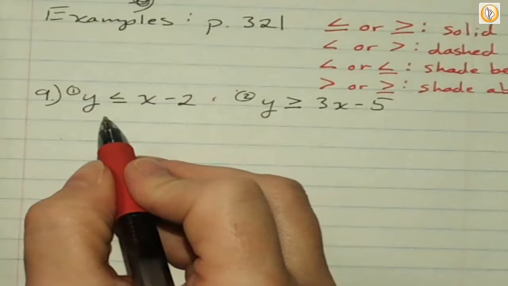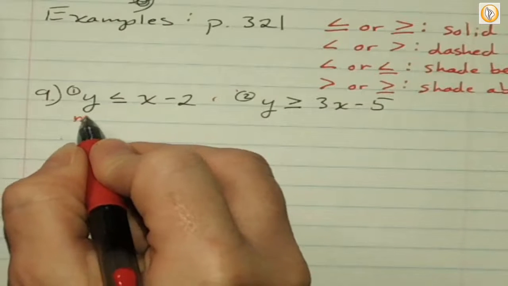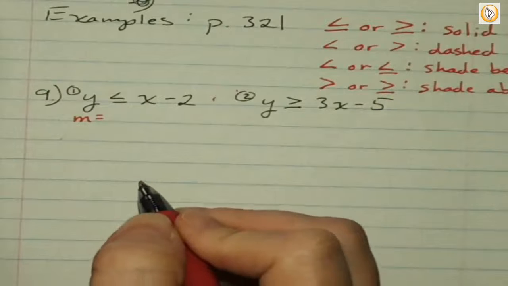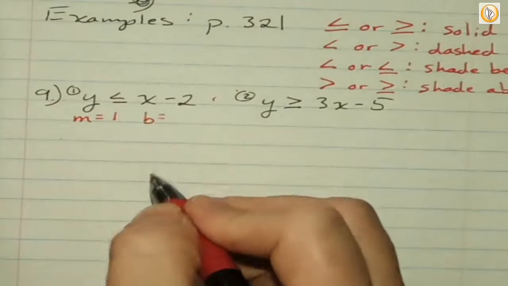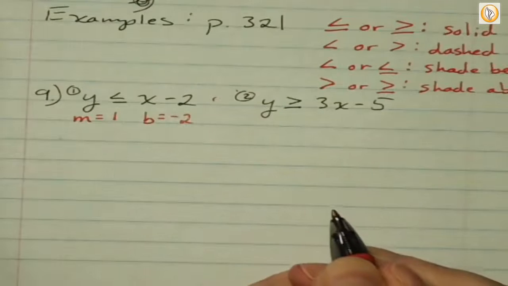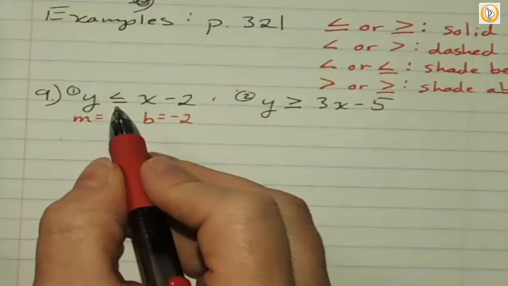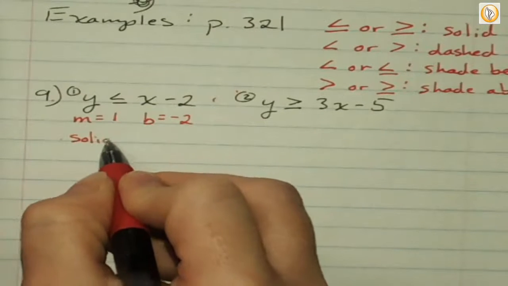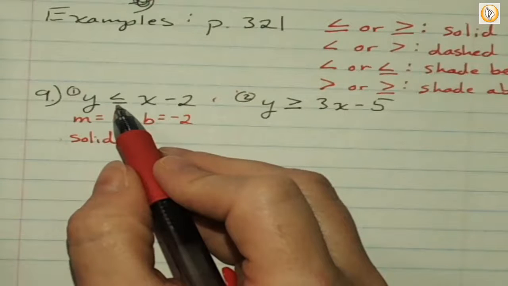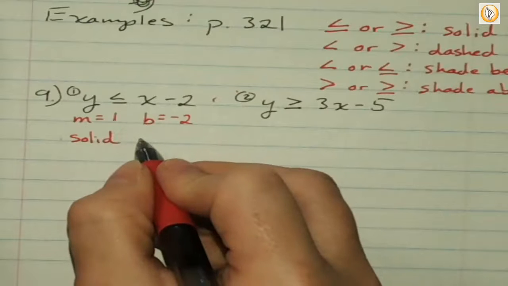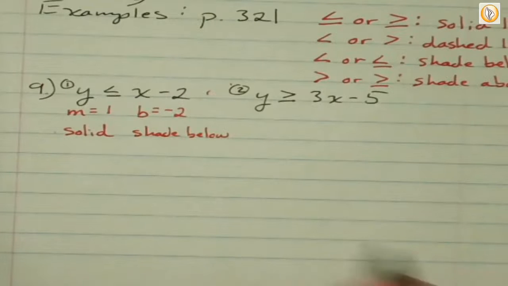For line 1, what is the slope? Aiden? 1. Or 1 over 1. What is the y-intercept? Aiden? -2. Is this a solid or dashed line? Gabby? So we know it's a solid. Is this shade above or below? Gabby? Shade below. We need to know all that.